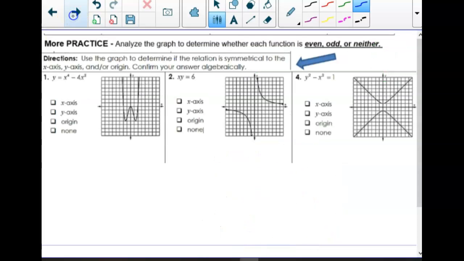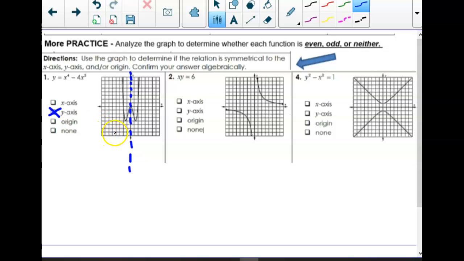All right, this is sounding all complicated and it's not as bad as it seems. All right, is this on the next page? So I'm on 3 maybe, okay. Even, odd, or neither. What do you think about this one? Let's talk about the symmetry first. It appears to have what kind of symmetry? We can fold it along the y-axis and it will match up.